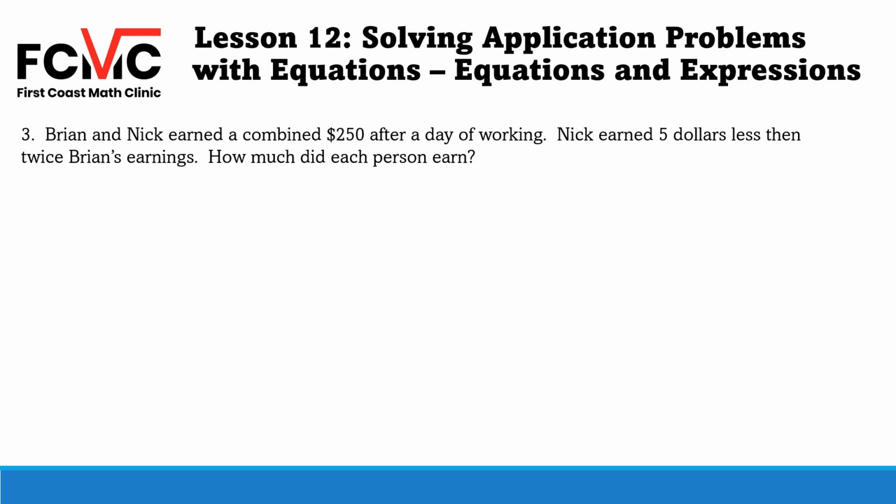Next example, Brian and Nick earned a combined $250 after a day of working. Nick earned $5 less than twice Brian's earnings. How much did each person earn? So let's first figure out what we want to find at the end of this problem. We want to figure out how much each person earned. So we want Nick's earnings and Brian's earnings.